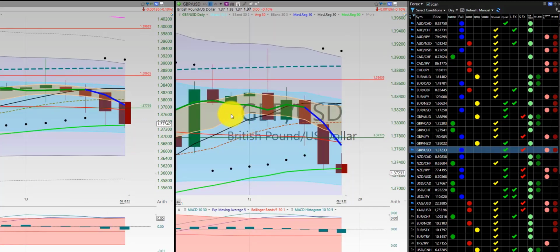British pound, US dollar, very choppy again. All of this plays at the 200. So a lot of stop hunting here at the 200 by the big banks. Just kind of playing with retail traders on this one.